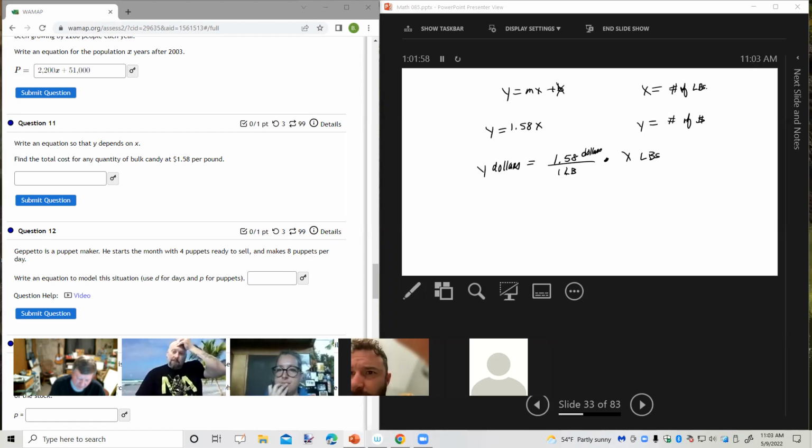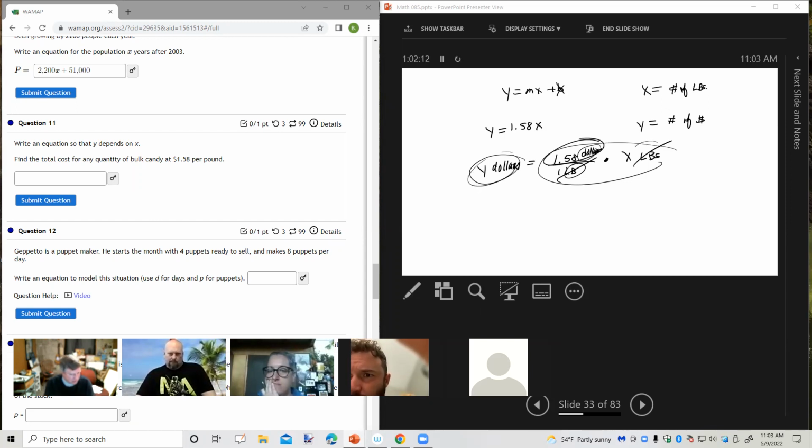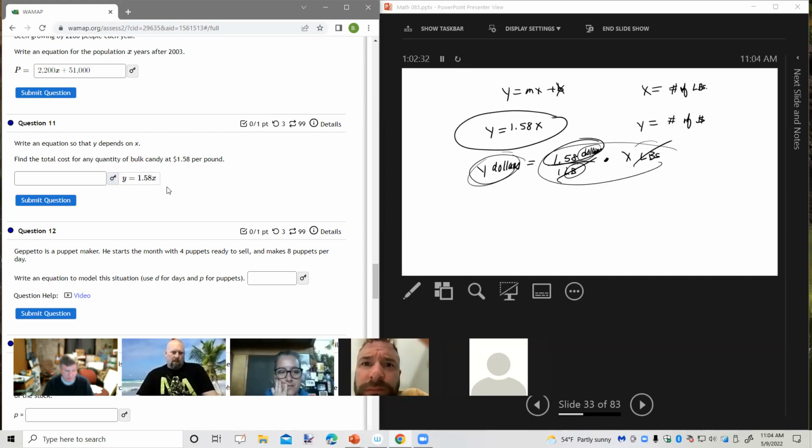So in other words, to get dollars, we have to have dollars over here. So our rate of change is dollars per pound times number of pounds. Pounds over pounds crosses out. Dollars equals dollars. Again, I'm just trying to show you how the units would all work out. So if they ask us what the units on the rate are, it would be dollars per pound. But this is going to be our equation. Y equals 1.58x. See that? Yeah. And again, this has 0 as a vertical intercept.